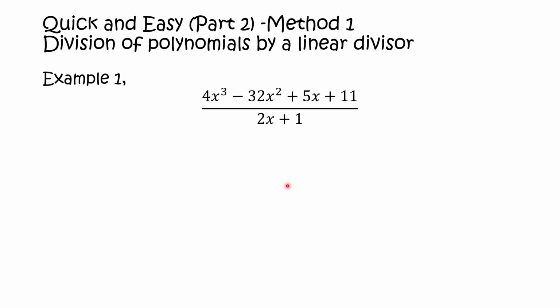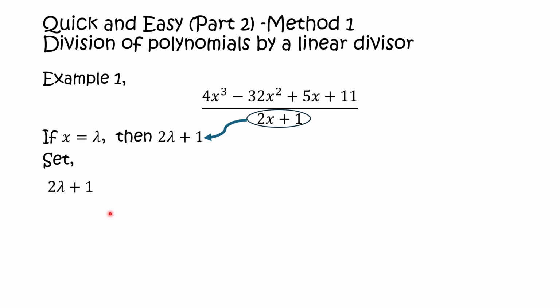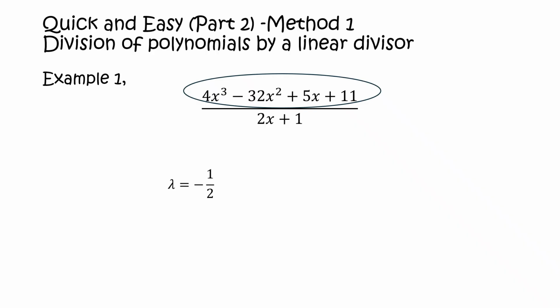So now let's look at the example. The example that we have over here, we would carry on with the usual synthetic method. We find lambda. After we have set x equal to lambda, we equate the divisor to 0, then lambda is minus half. We deal with the numerator, which is in this case the dividend. We have 4 as the leading coefficient, which we drop. We multiply that by lambda, which in this case is minus half.